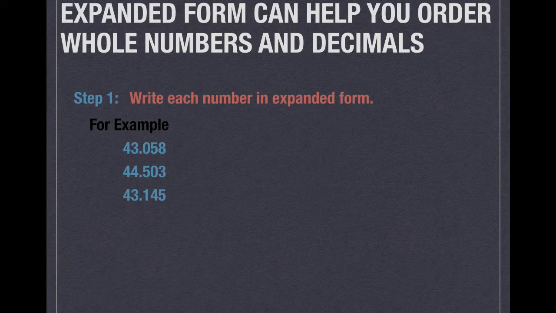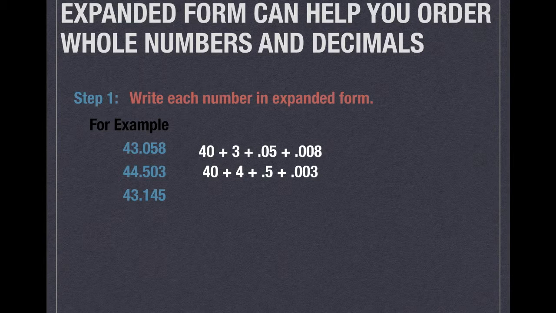The first number in expanded form is written as 40 plus 3 plus 5 hundredths plus 8 thousandths. The next number is written as 40 plus 4 plus 5 tenths plus 3 thousandths. And the final number written in expanded form is 40 plus 3 plus 1 tenth plus 4 hundredths plus 5 thousandths.